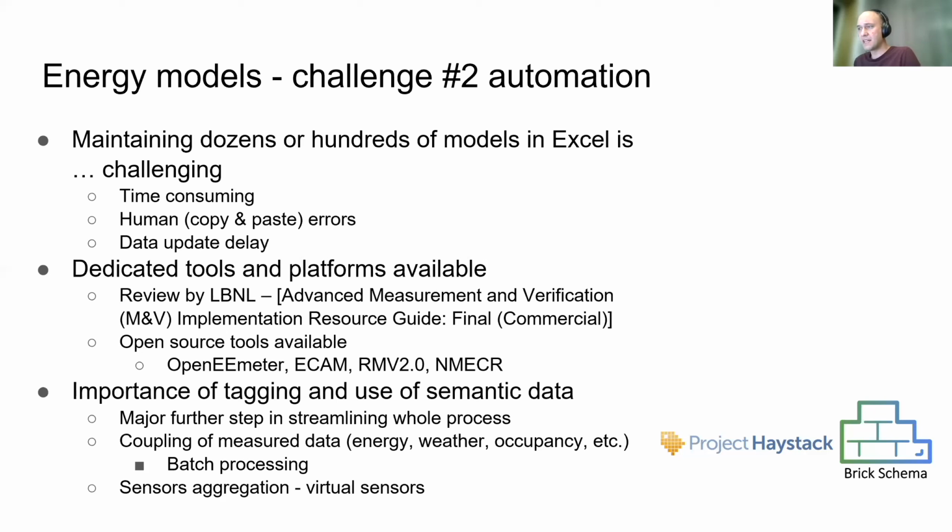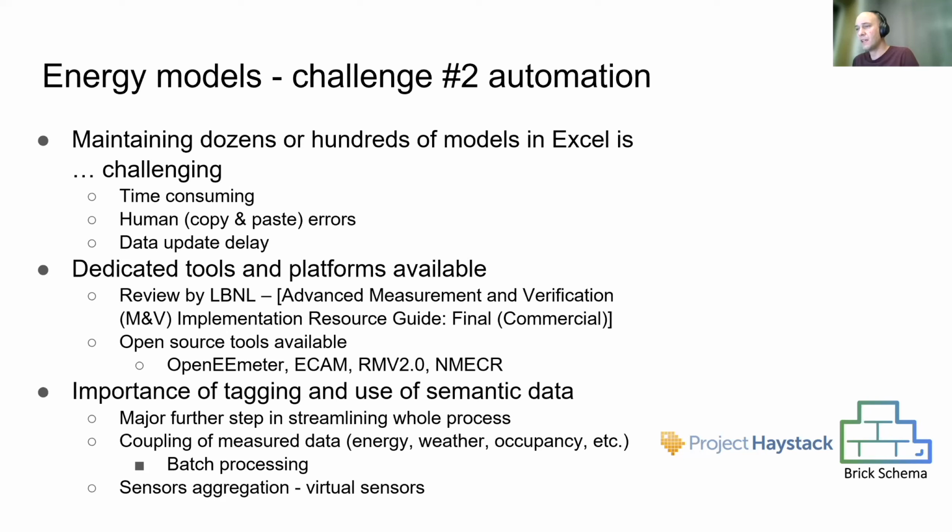And last but not least is tagging and the use of semantic data. This is a major further step in streamlining the process of automation. For example, you can use the semantic description for coupling the data. So if you have a profile with your energy consumption, you do not have to define what is the related weather station, or how the occupancy is defined, because it's probably already defined by some semantic data that refer to particular points. And you can focus on working with the data results, not configuring all these data together.